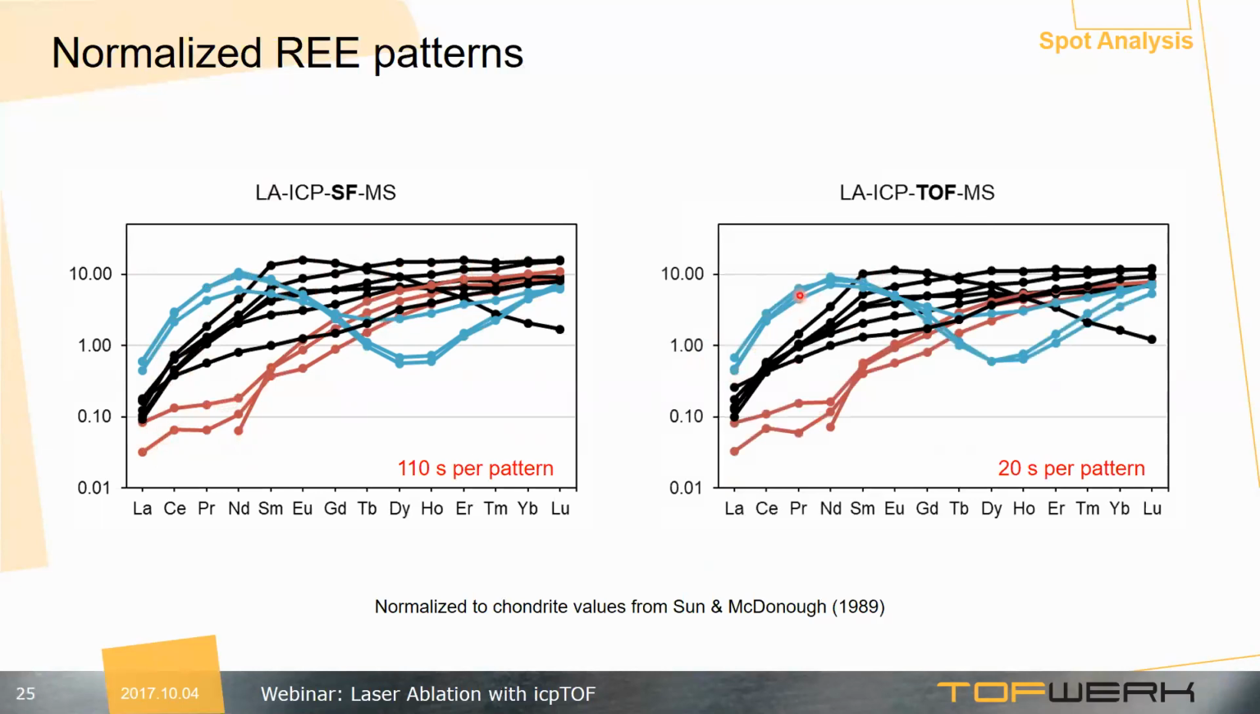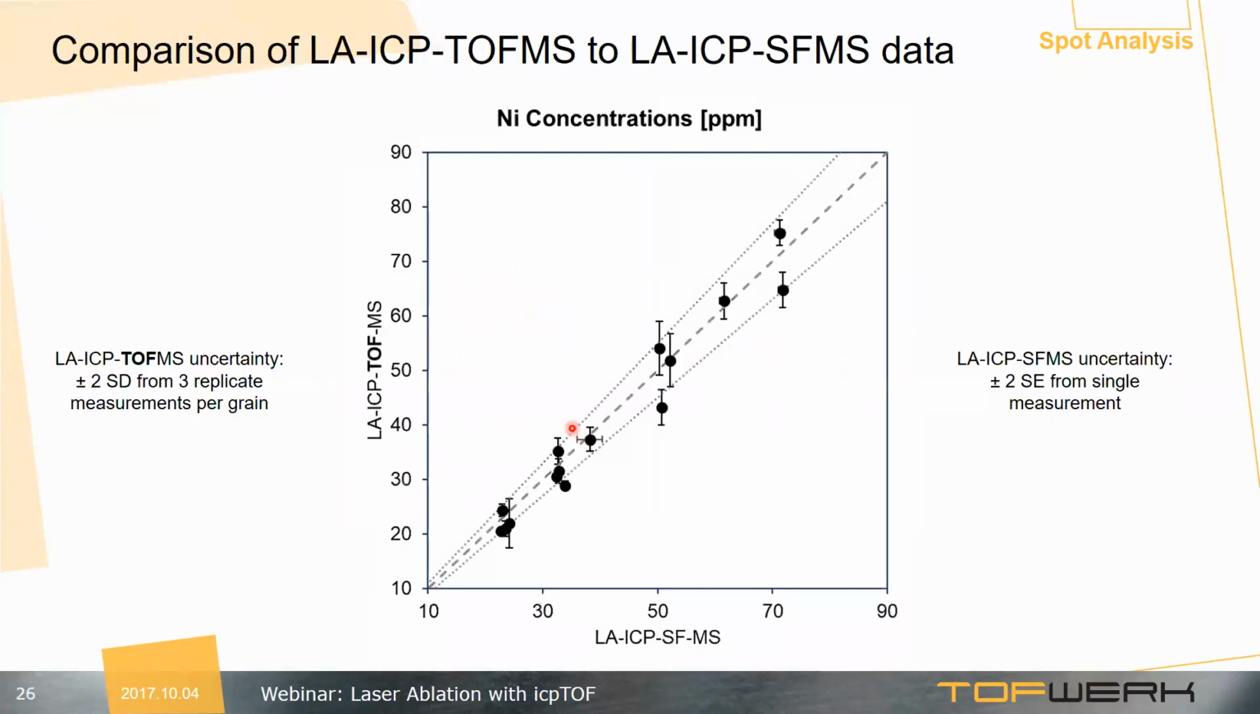And keep in mind that over here, this only took 20 seconds per pattern, and this in the conventional laser ICP-MS approach takes 110 seconds. Another element that is important in garnet studies, specifically in mantle garnet studies, is nickel, because this can be used for geothermometry. That means you can calculate temperatures from the nickel concentrations. But for this, you have to know the nickel concentration quite accurately and precisely.